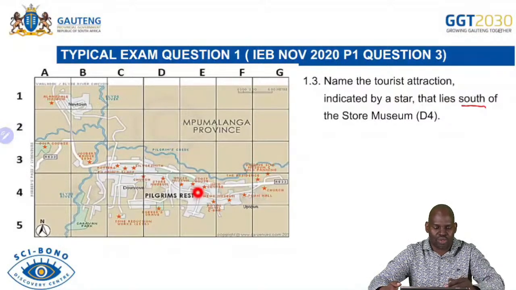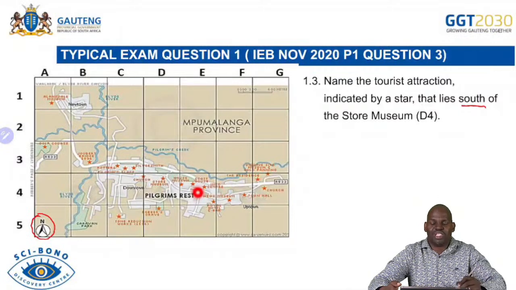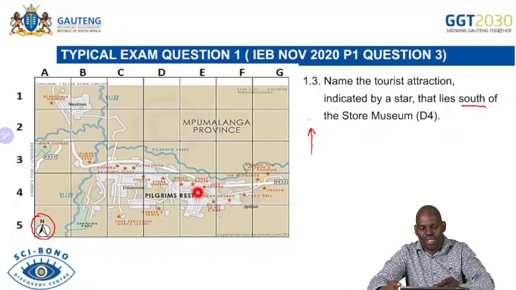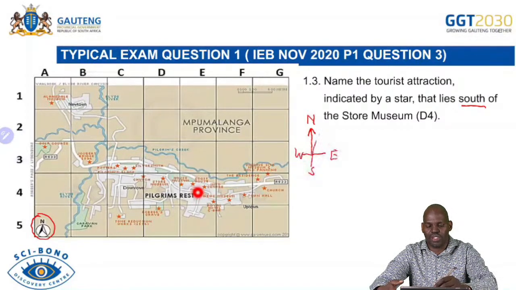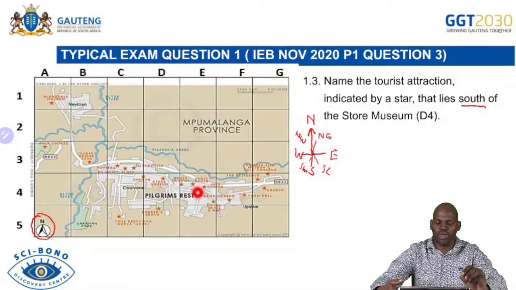Now, where is our compass on the map? Okay, if I check around, there is the compass. It shows that N is facing up. So if I complete the compass direction, this will be east, this will be west, and this will be south. So we've got north, east, south, and west. And then if you want to, you can complete and say this is northeast, this is southeast, this is southwest, and this is northwest, depending on whether you're going to need those directions.